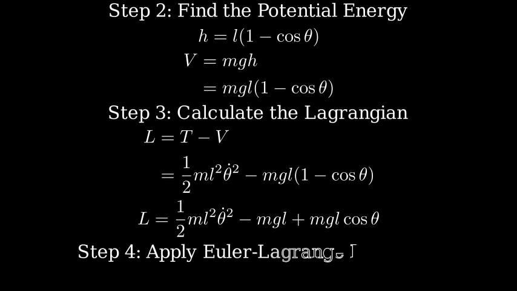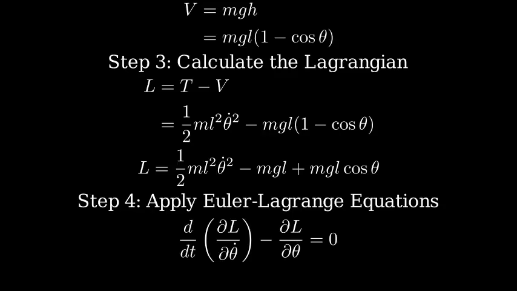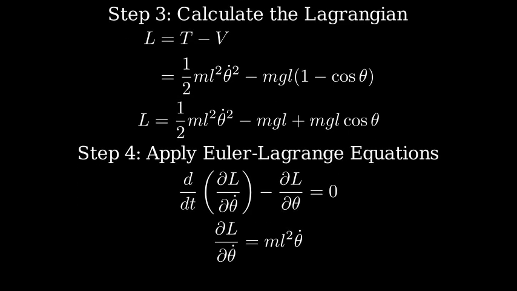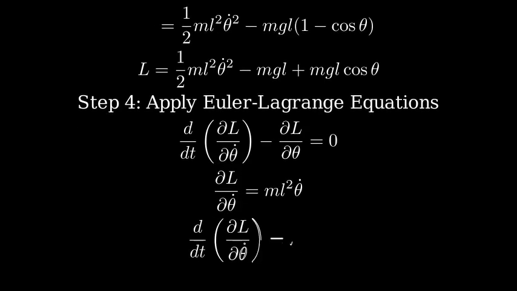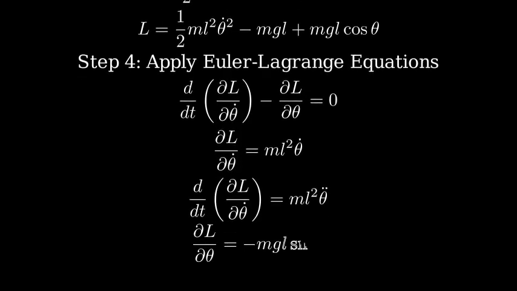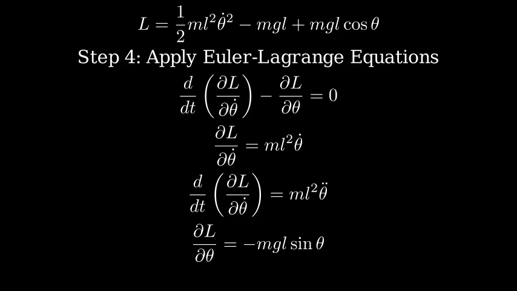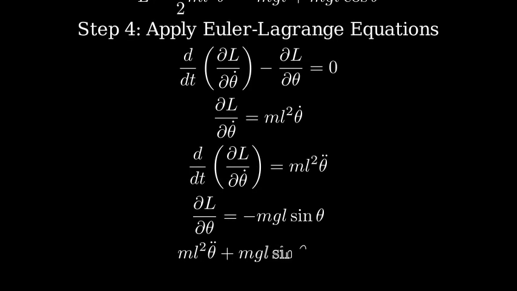Step 4. Now, we apply the Euler-Lagrange equation to find the equation of motion. We need to compute the following derivatives. The partial derivative of L with respect to theta dot is mL squared theta dot. Taking the time derivative of this, we get mL squared theta double dot. The partial derivative of L with respect to theta is minus mgL sine theta. Putting these into the Euler-Lagrange equation, we get mL squared theta double dot plus mgL sine theta equals 0.